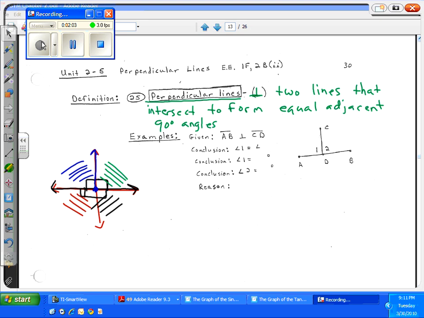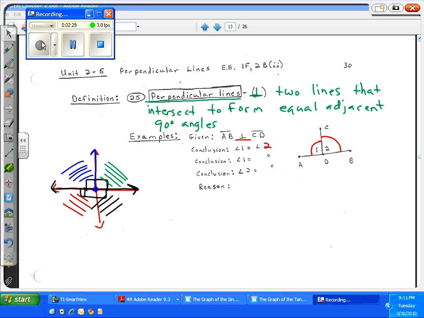So what do we get out of that? Why did we say all of that? Why didn't we just say, oh, they hit at 90? Well, because we get more out of it than they hit at 90. Not only do we get that they hit at 90, we also get that they're equal. If CD is perpendicular to AB, I could say that angle 1 is equal to angle 2. Reason, definition of perpendicular lines.